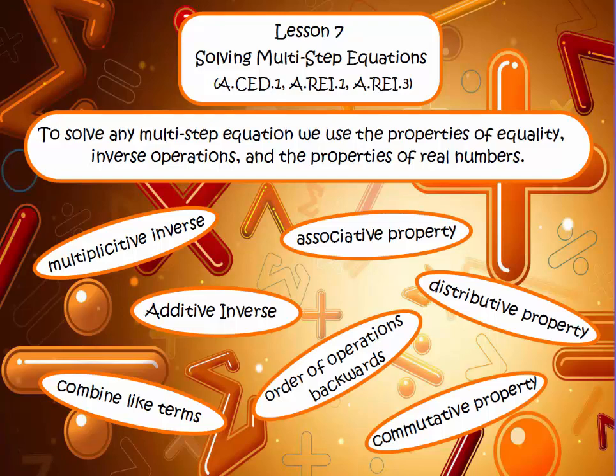Alright, so this is lesson 7, solving multi-step equations. To solve any multi-step equation, we use the properties of equality, inverse operations, and the properties of real numbers. The properties of inverse operations are the multiplicative inverse and the additive inverse. And then we also have the properties of equality, which is the associative, distributive, and commutative properties. I also put up here to combine like terms and the order of operations backwards, because that's how we undo any of the equations as we're trying to solve for a specific variable.